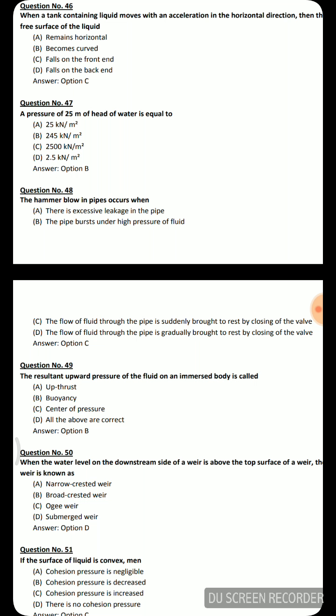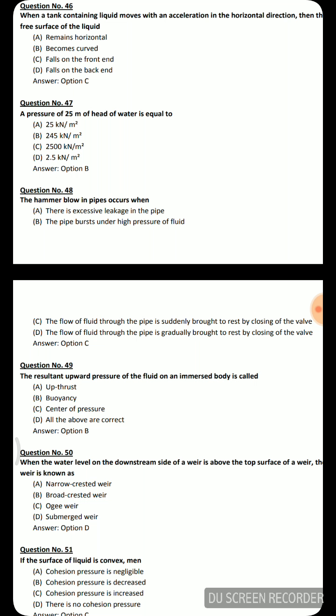Next question: the hammer blow in pipes occurs when, option A, there is excessive leakage in the pipe, option B, pipe bursts under high pressure of fluid, option C, flow of fluid through the pipe is suddenly brought to rest by closing of valve. So the correct answer is the flow of fluid through the pipe is suddenly brought to rest by closing of valve.